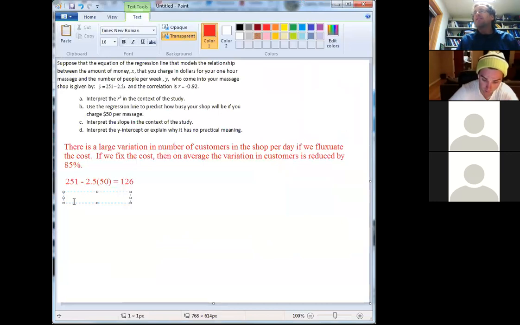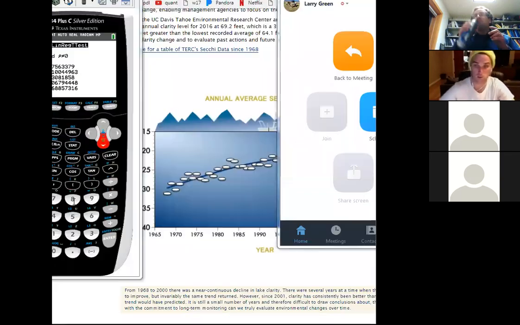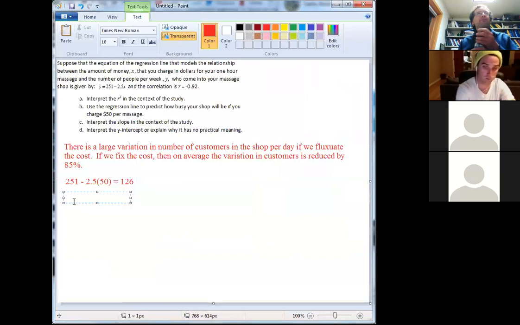Okay, so interpret the slope in the context of the study. So first thing, you are responsible for remembering your basic algebra. What is a slope? Put in the chat box. What is a slope? Rise over run. Good. But what is it? I want a number here. What is a slope?